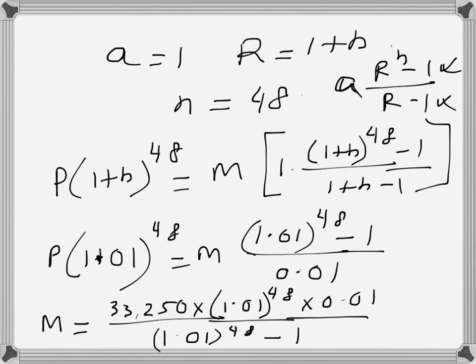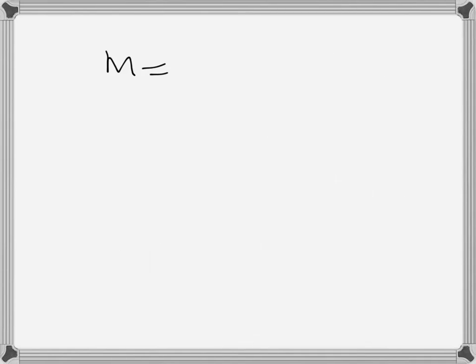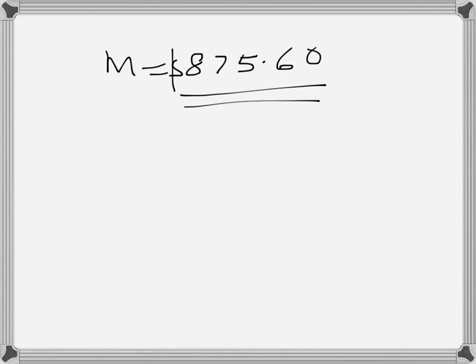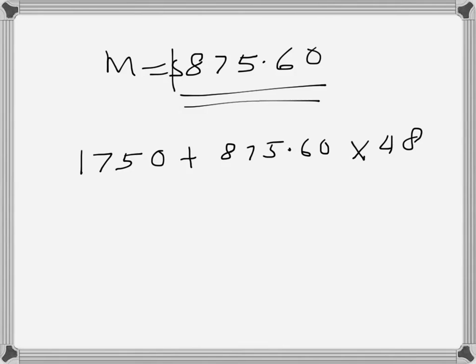So if we plug in this value, what we get is the monthly installment, which is M becomes $875.60. So that is the monthly installment. Now what we have to find out is how much the person pays in total. So he pays this much monthly for 48 months. So the total amount he pays is the initial deposit, which is 1750 plus 875.60 times 48, and this one is $43,778.80. So this is the total amount the person pays.